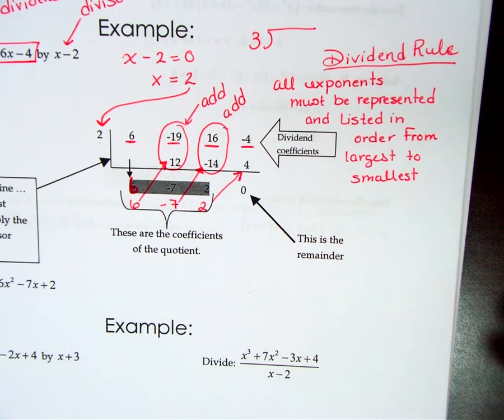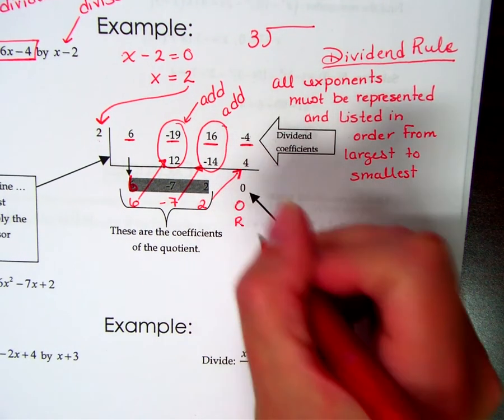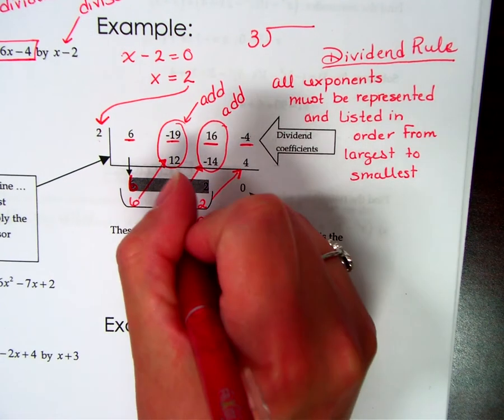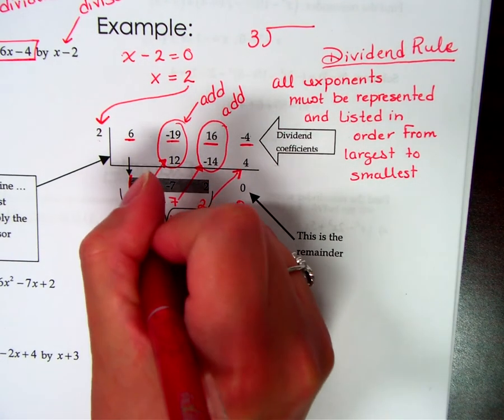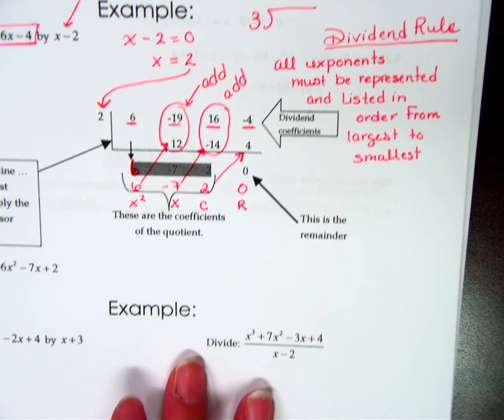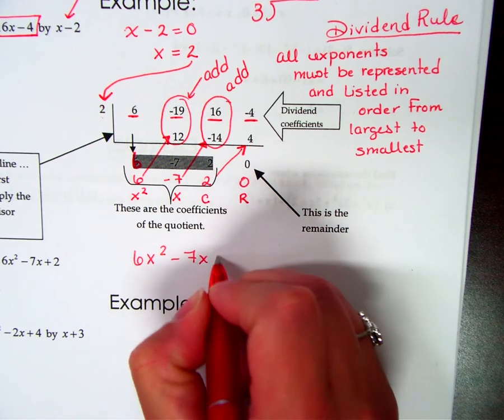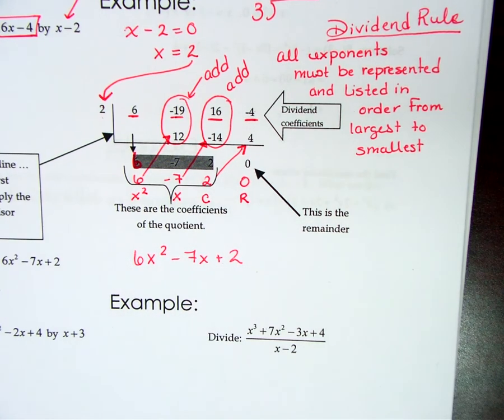Okay, all right. So when you look at this, these are the coefficients of the quotient, and the farthest right-hand side is the remainder. So this is what I do. I go, okay, that's the remainder, that's the constant, that's the x, that's the x squared. So I have no remainder, so it divides into it evenly, and I would have 6x squared minus 7x plus 2 as my quotient.